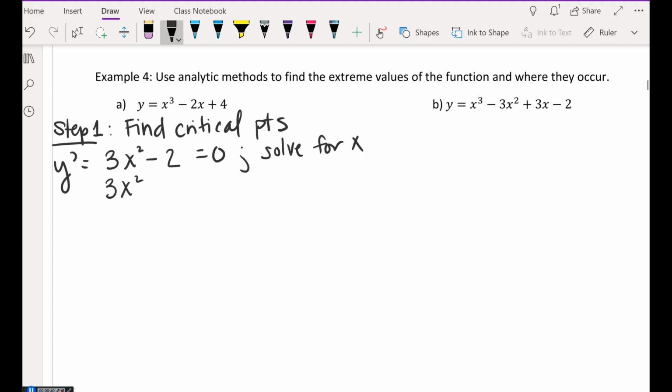Good. Add 2 to this side. Divide both sides by 3. So x squared equals 2 divided by 3. Last step. Good. Square root both sides.